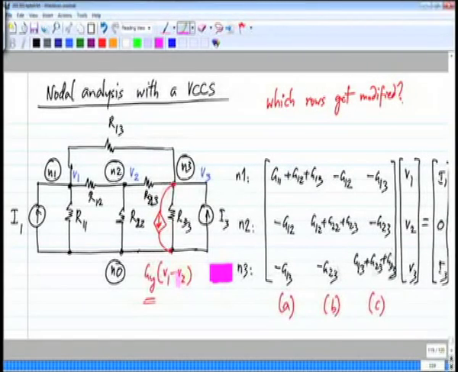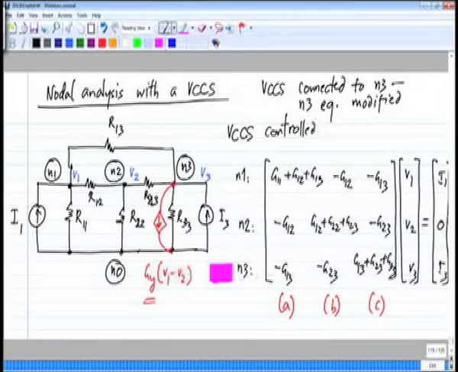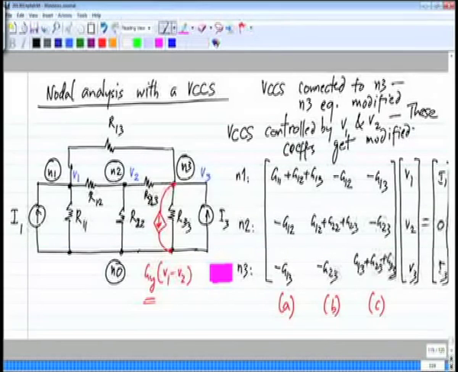Okay, so the point is that the VCCS is connected to N3, so the N3 equation is modified, and the voltage controlled current source is controlled by V1 and V2. So these coefficients get modified. Okay. And how will they be modified?